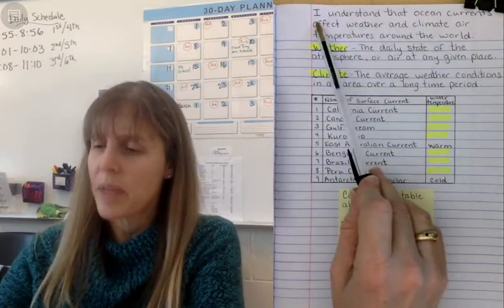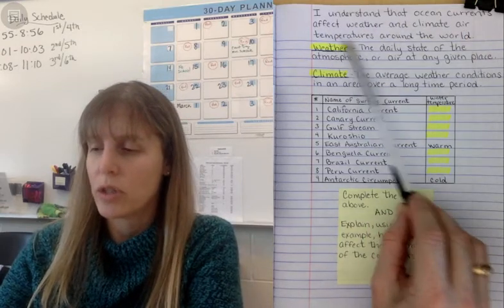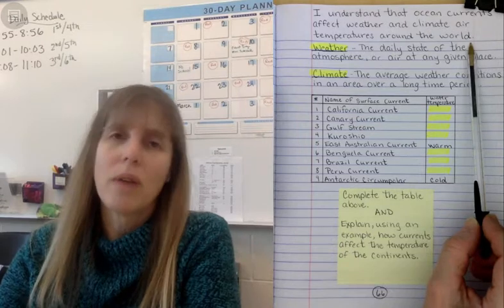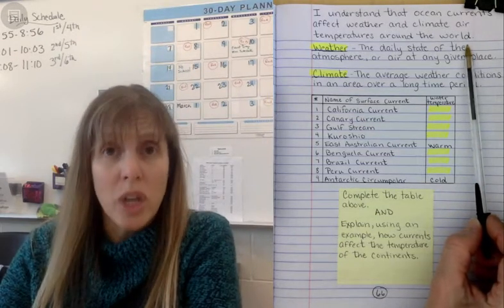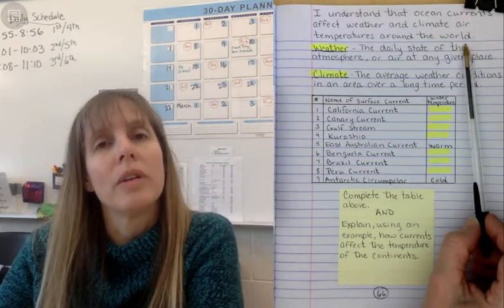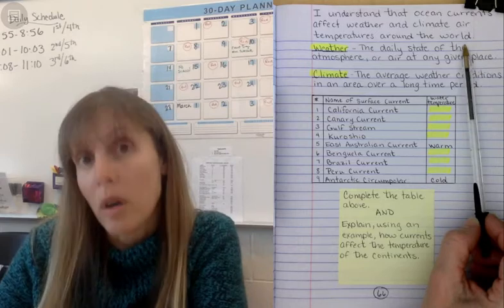It says, I understand that ocean currents affect weather and climate air temperatures around the world. So not only are the Great Lakes helping out and affecting the weather in Michigan, but the oceans of the world affect the weather and climate of the continents of the world.